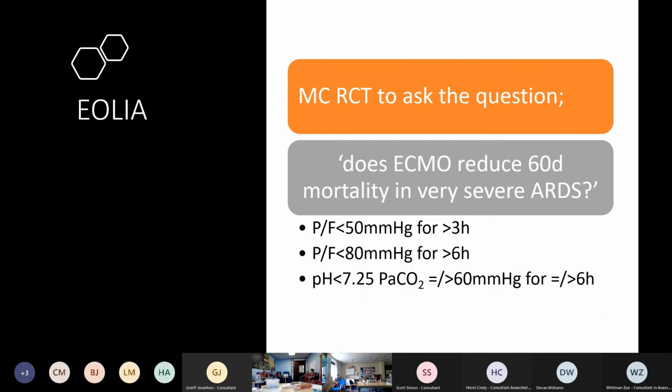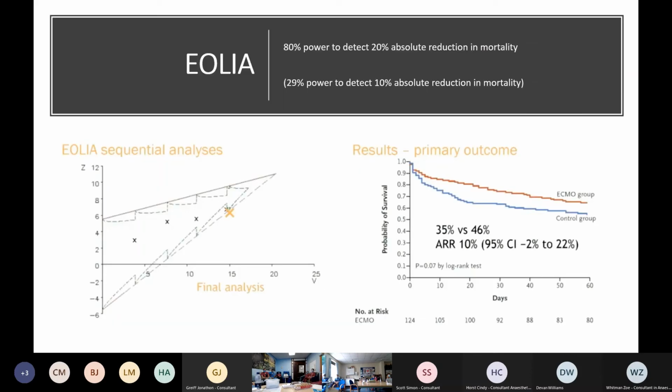So Yang's presented the trial beautifully, so I won't go over it again. It's a multi-center randomized control trial. Does ECMO reduce 60-day mortality in people with severe ARDS? And as per the frequentist results, no, it does not. Now you can look at this graph on the right, and you can tell me that there is no difference, there is no mortality benefit. That's a load of posh. There is clear separation in those curves.